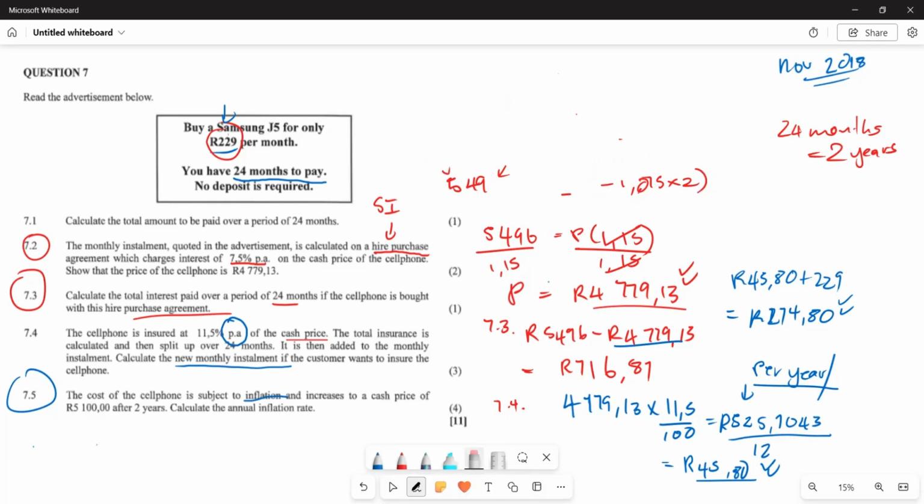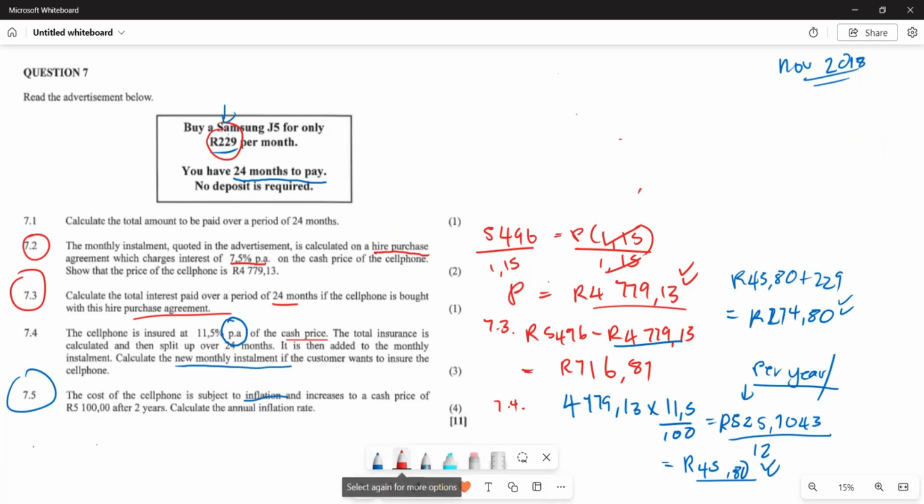Now I want us to look at your 7.4, right? And see what is required of us.